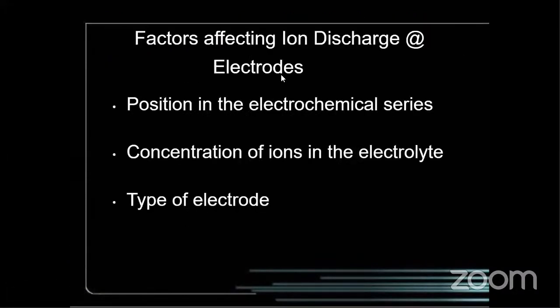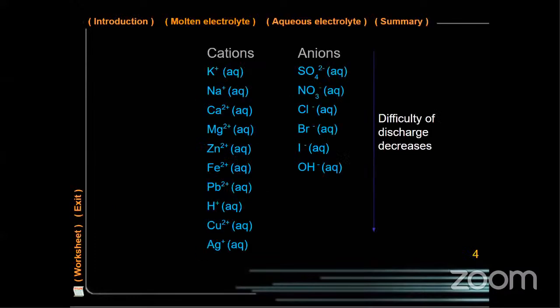So yes, the electrochemical series. But there are other factors as well. There are three factors affecting the discharge of ions at the electrode, determining which ion will be preferentially discharged. The first one, the most important one as far as you're concerned, is the position of the ion in what we call the electrochemical series. There's also the concentration of the ions in the electrolyte, and the type of electrode. Let's look at the electrochemical series first.